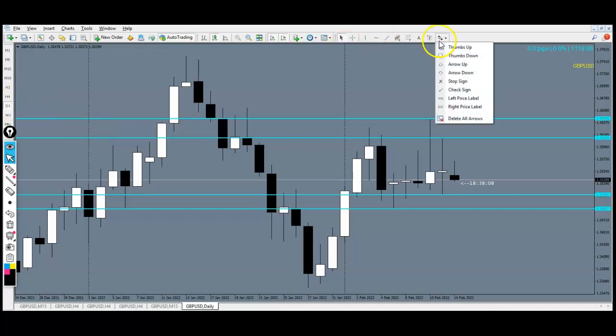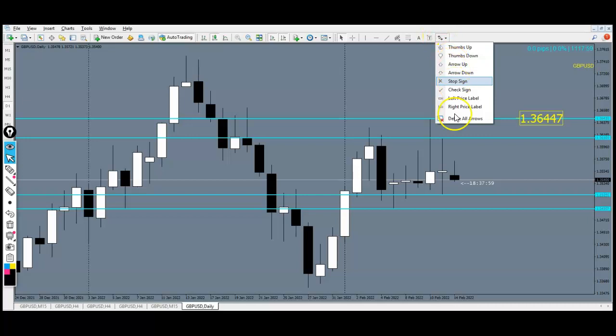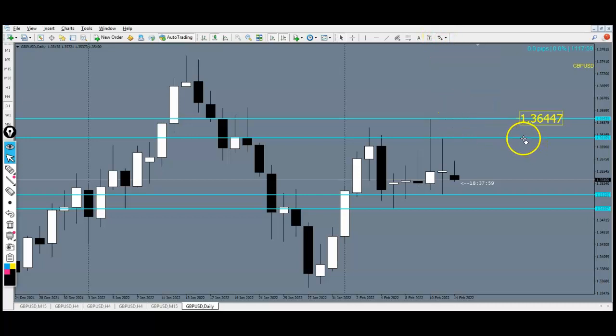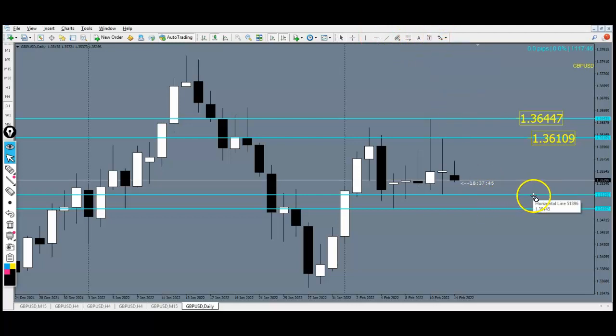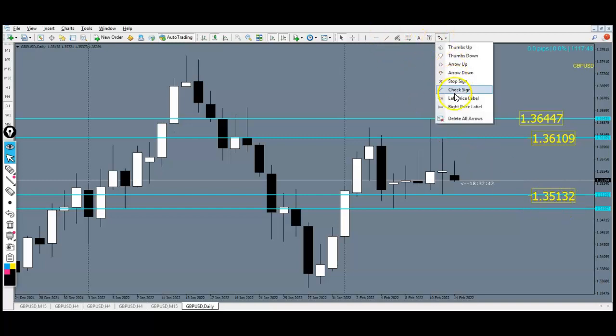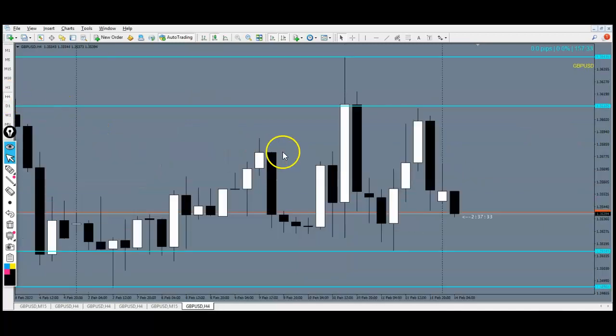After I've marked this out, let me show us those levels again so we can see it very well. This is the 1364 level. This is the 136 level. This is the 135 level, and this is the 134 level. Once we see that, we go to the 4-hour time frame.